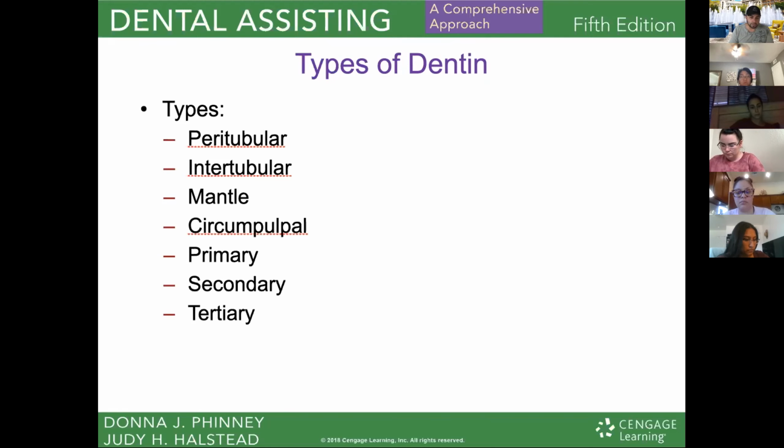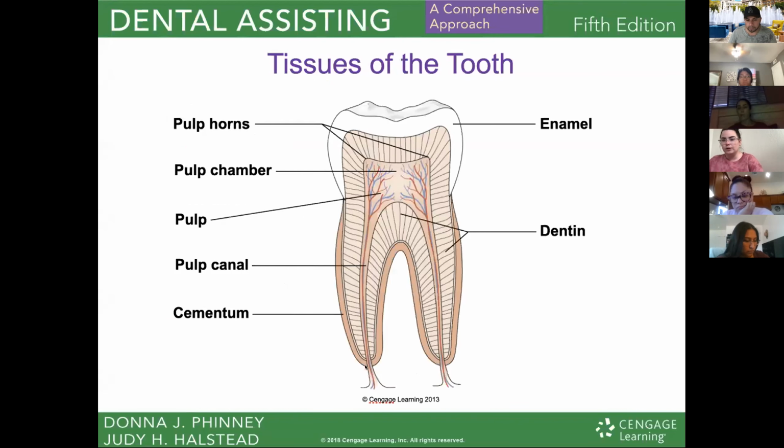The primary forms the bulk. The circumpulpal dentin is the layer that surrounds the pulp of the tooth. The secondary forms after the completion of the apical foramen. So the apical foramen is at the very bottom of the tooth, of the root. We have this hole. Remember, foramen means a hole, or specifically a hole where nerves and blood vessels run through. So the apical foramen would be naturally at the apex of the tooth.